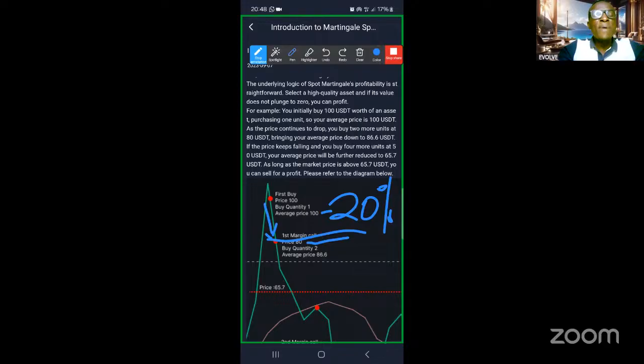Royalq does not expect you to cry when the market has gone against you. Royalq does not expect you to start complaining. Royalq expects you to do something interesting. If you are using spot martingale, buy more. Royalq expects you to buy more coins when the price has dropped. The market has given you a discount. Buy more coins.